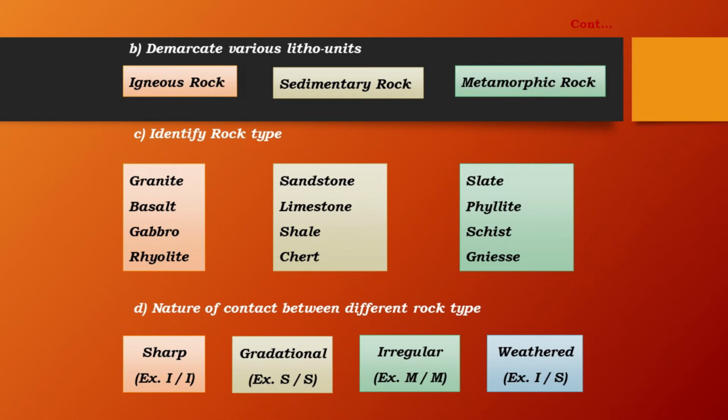We should also identify the nature of the contact between different rock types, whether it is a sharp contact, for example, as occurs in the case of igneous rocks. It could be gradational, like in a sedimentary sequence. It could be irregular, like in metamorphic sequences, or it could be weathered, like in igneous or sedimentary sequences.